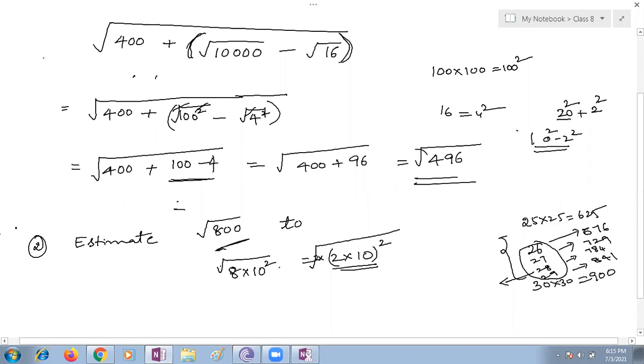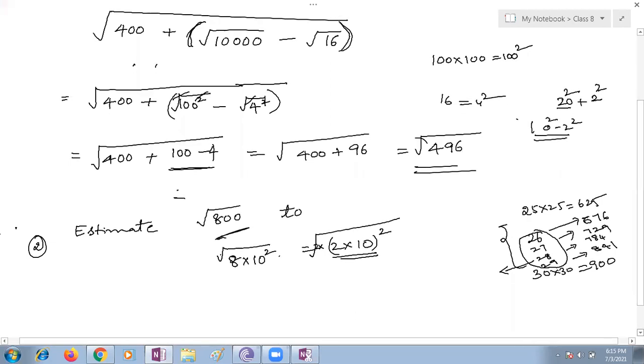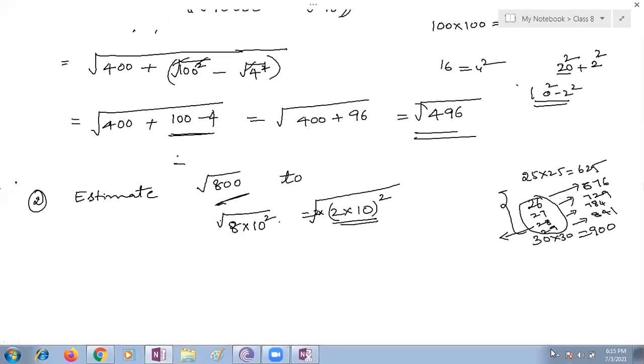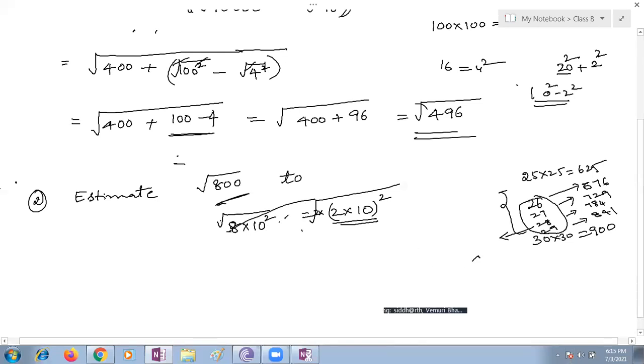Ma'am, one doubt I have. Yes. Ma'am, here you wrote 2 into, in brackets, 2 into 10. Ma'am, we should write 5, no, ma'am? No, we are supposed to check like that only. This is the way you have to think.